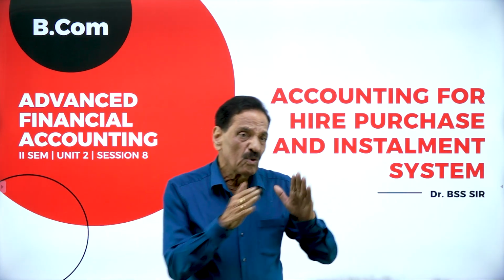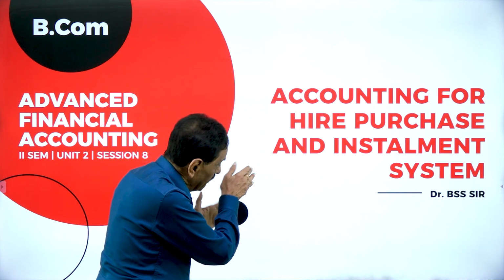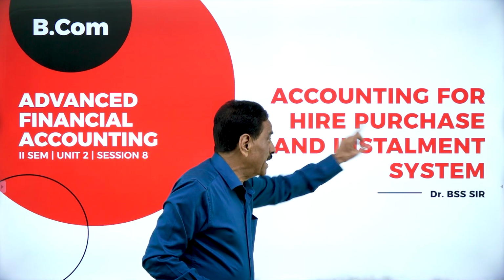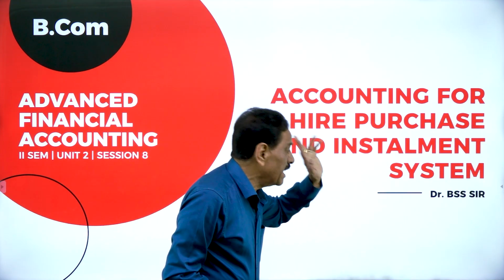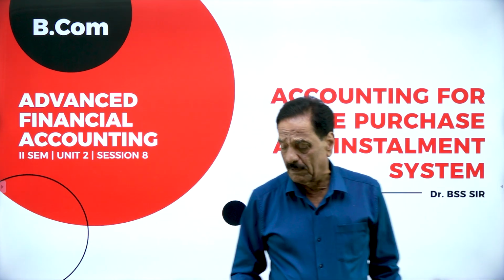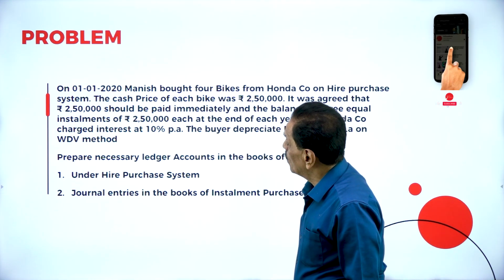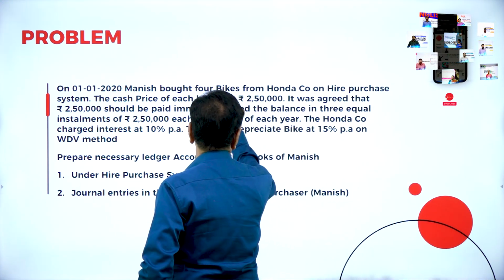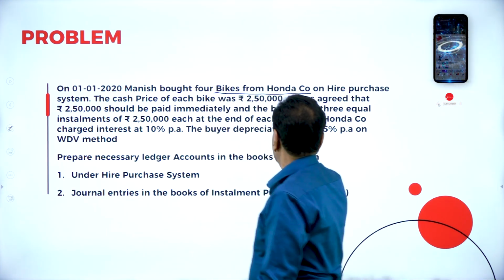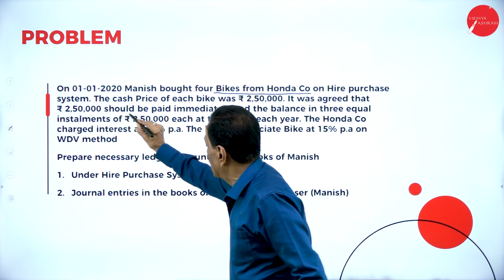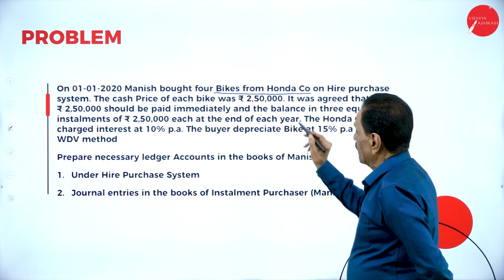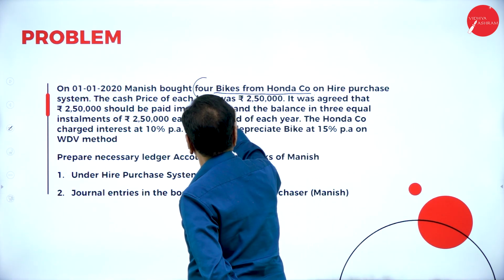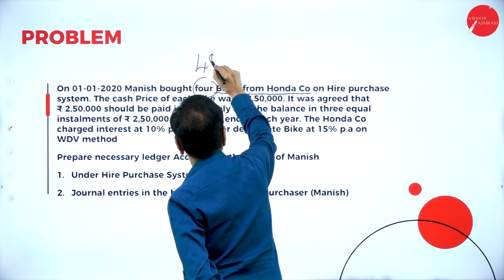It goes like this. So I am doing one problem in favor of hire purchase and installment system. So one problem, I am preparing the ledger account in the books of hire purchase and journal entry in the books of installment system for the same problem. On 1/1/2020, Manish bought 4 bikes from Honda company, who is the seller, on hire purchase system. The cash price of each bike was 2,50,000. So one bike cost 2,50,000. How many bikes they are saying? 4 bikes.